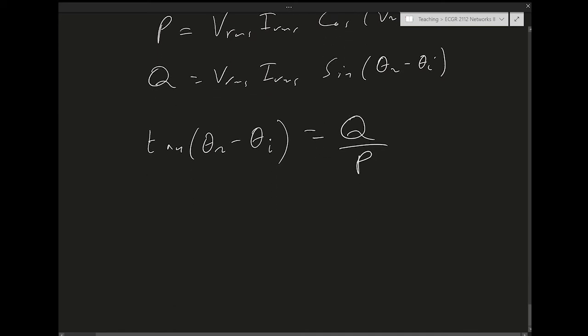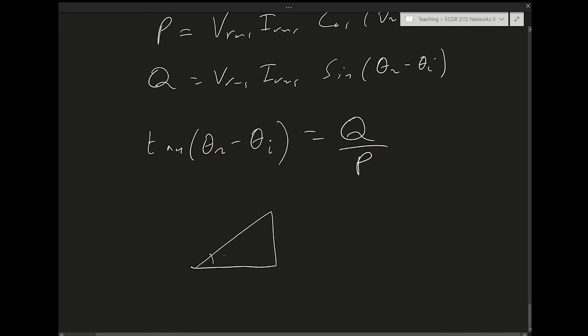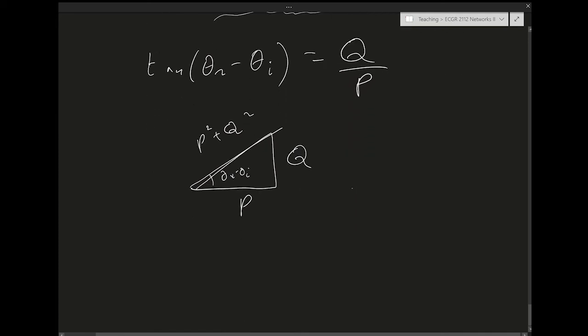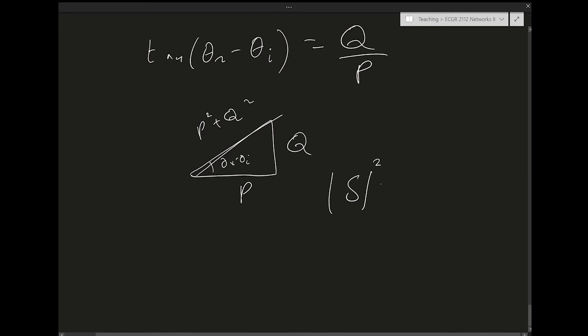This gives me something called the power triangle. So the tan of theta V minus theta I is just Q over P, right? And what's the hypotenuse? What's P squared plus Q squared? Well, it's the apparent power. Because if I take P, square it, and then take Q, square it, I end up with cosine squared plus sine squared, which becomes 1. If I take this out, I end up with V RMS I RMS squared, which is the apparent power squared. So the apparent power squared equals P squared plus Q squared.